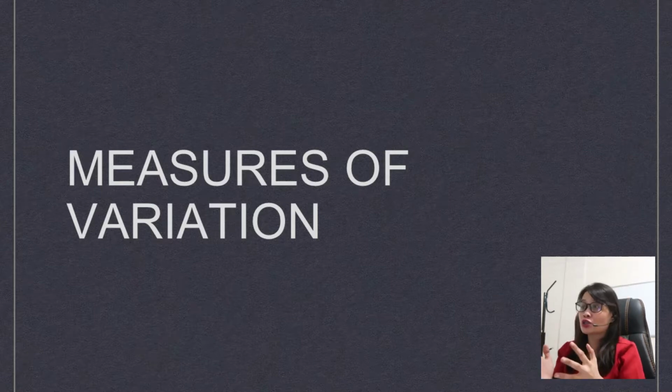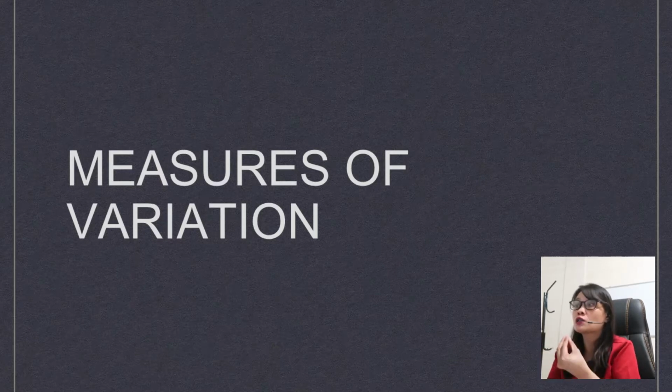When we say measures of variation, another term for variation is dispersion. Miss, what do you mean by dispersion and variation? When we say variation or dispersion, you are measuring the spread of the scores, or the spread of the data. Are they too far to each other or too close to each other? You are measuring the spread of the data to each other. Are they too close or too far? So that is measures of variation.